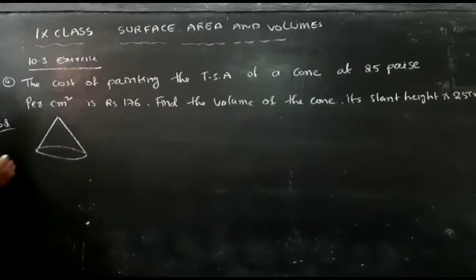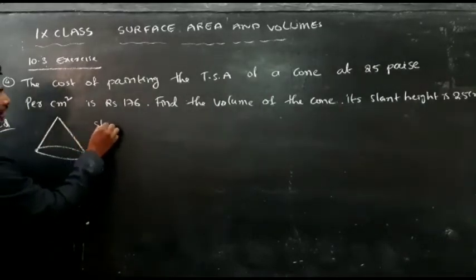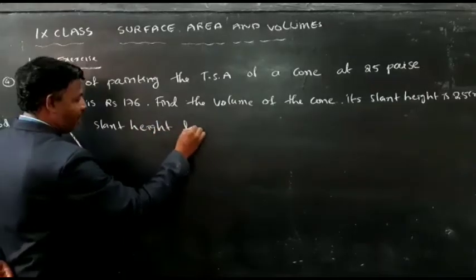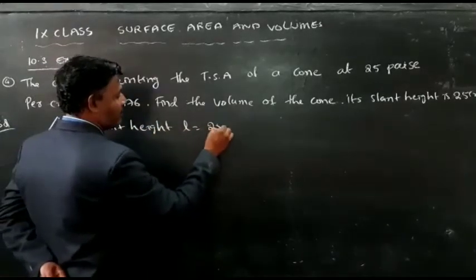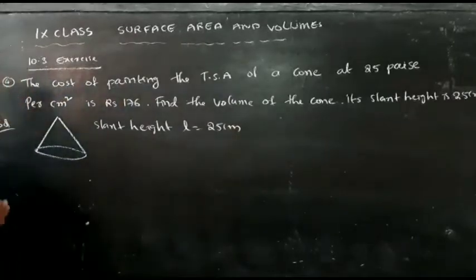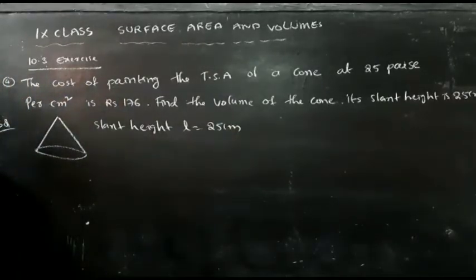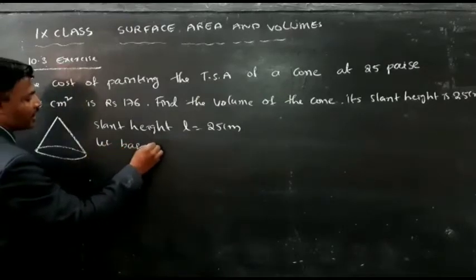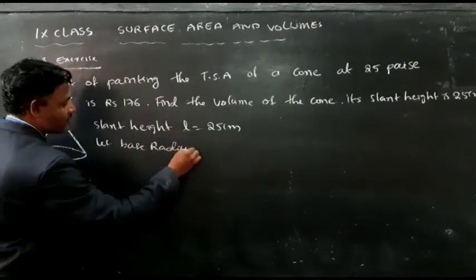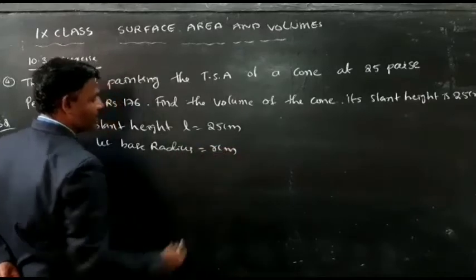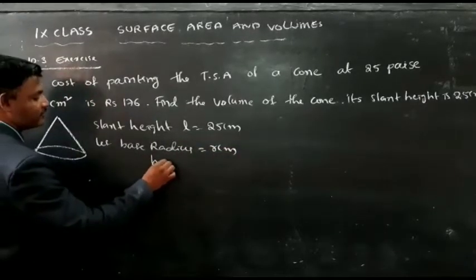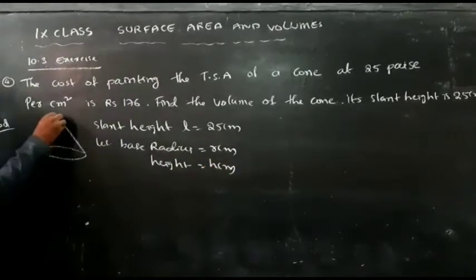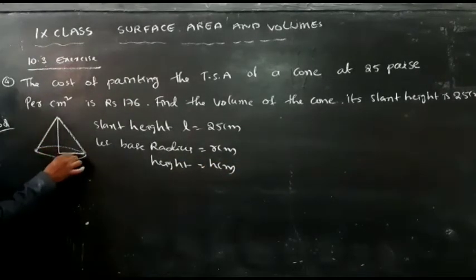First of all, the solution. What is given here? Slant height l is equal to 25 centimeters. Here I don't know the base radius and also I don't know the height of the cone. Let the base radius be r centimeters and the height of the cone I am taking as 8 centimeters. So this is the height of the cone and this is the base radius.